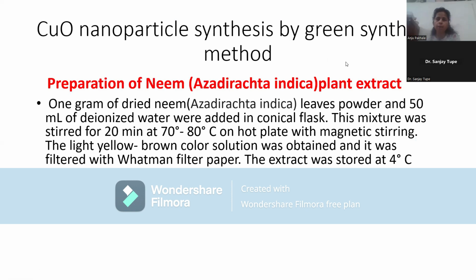So how have I synthesized the copper oxide nanoparticle by green synthesis? I have used the neem, Azadirachta indica plant extract. 1 gram of dried neem leaves was taken, washed with water, and dried. Then 1 gram of dried neem leaves powder and 50 ml of deionized water were added in a conical flask. The mixture was stirred for 20 minutes at 70 to 80 degrees on a hot plate with magnetic stirring. A light yellow-brown colored solution was obtained and filtered with Whatman filter paper. This extract was stored at 4 degrees centigrade.